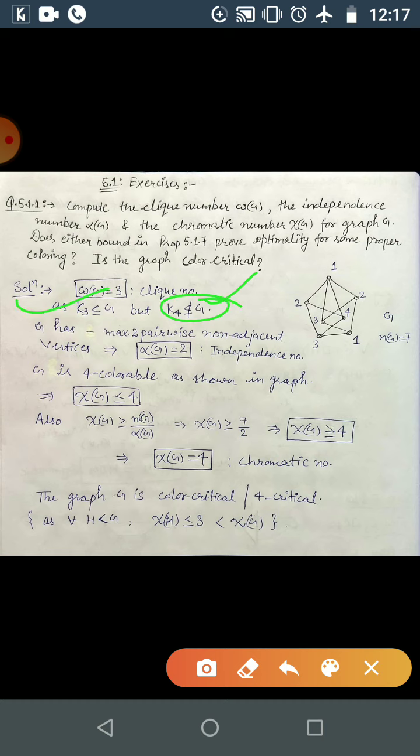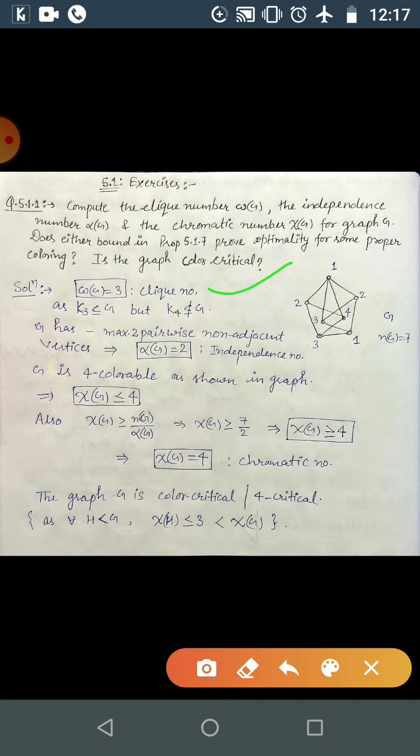So the maximum size of a set in which every two vertices are adjacent is 3. If Kn is part of the graph and Kn+1 is not, then the clique number will be n. So here the maximum number of mutually adjacent vertices is 3. So the clique number is clear, I think.